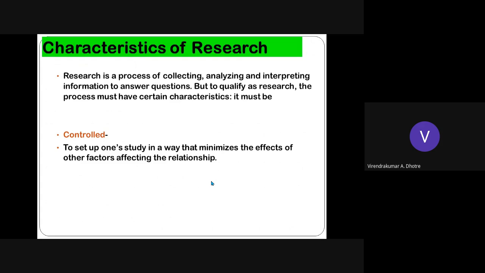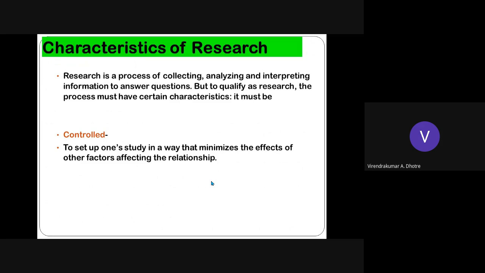So research is a process of collecting, analyzing, and interpreting information to answer questions. This is the simple thing. Research is nothing but a process of collecting information, analyzing information, and interpreting information so that we can answer a particular question or questions. Not only this, but this process must have a certain way. It should have a controlled, systematic way. It should have certain characteristics. What are those characteristics of research? We'll study in the next lecture.